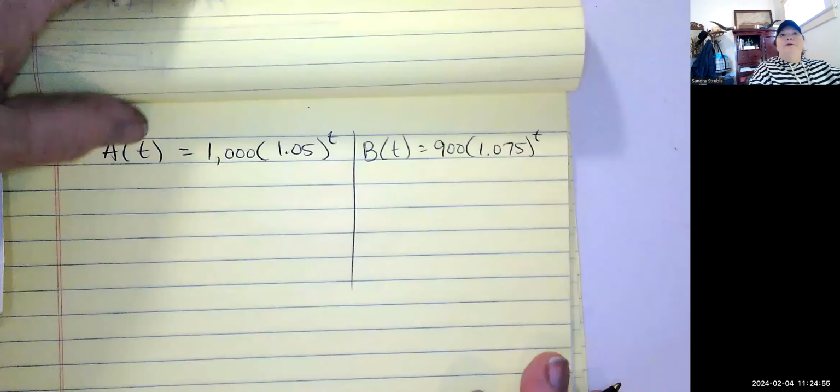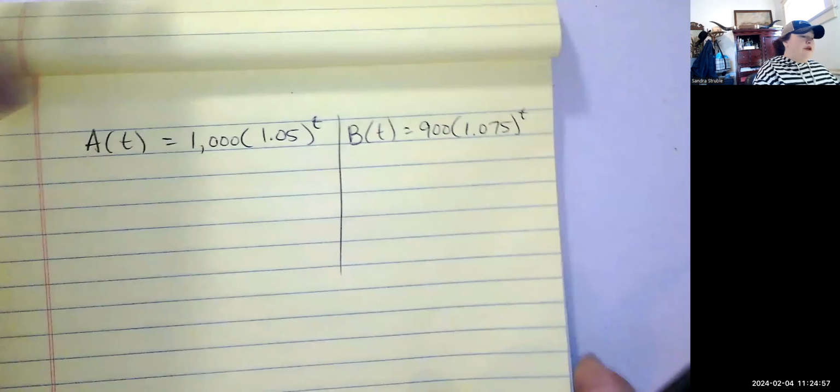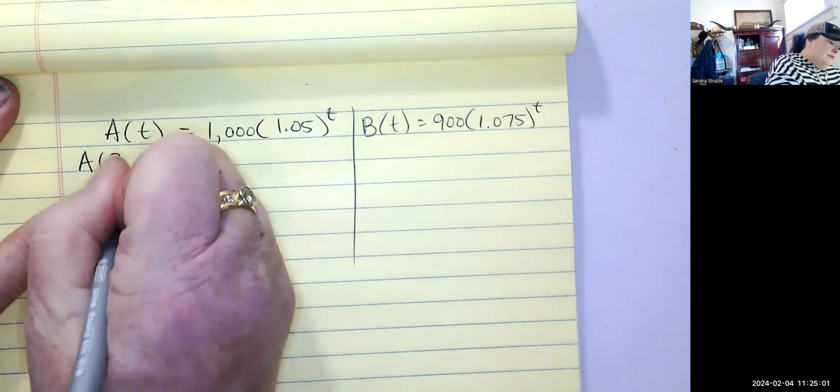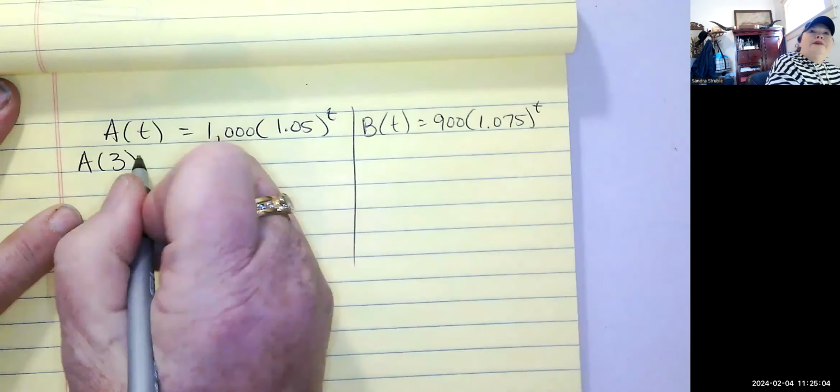B of t is, where's it at? There it is, 900. They start with 900, and they have 1.075 to the t. So, oh, y'all can't see that. There we go. I just rewrote them so that I could work and show you how to do this. So they're asking us at 3 years, so that means t is 3, what is the value?